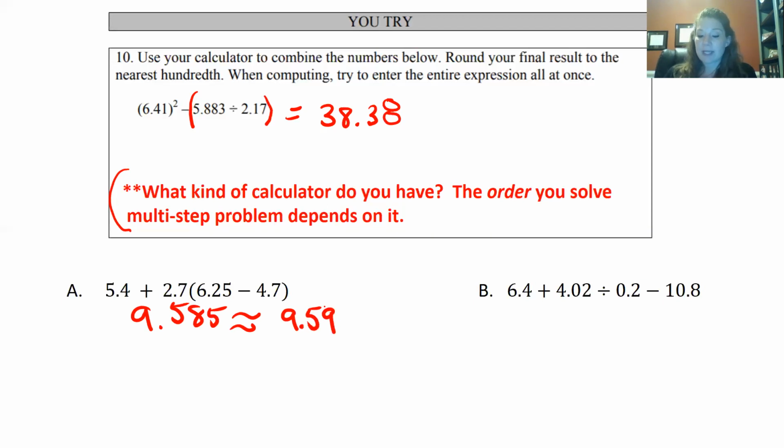And finally, letter B, 6.4 plus 4.02 divided by 0.2 minus 10.8. I got 15.7. All right, let me know if you got all those right. Good for you.